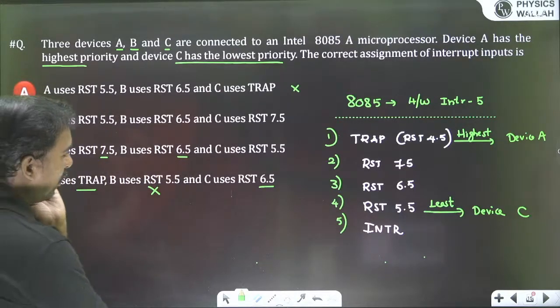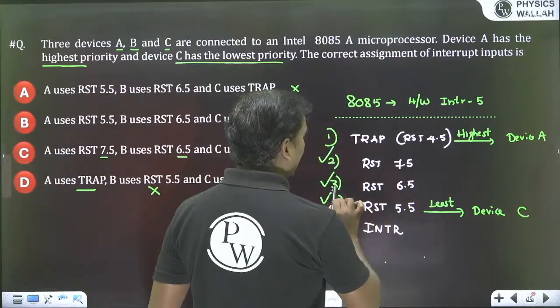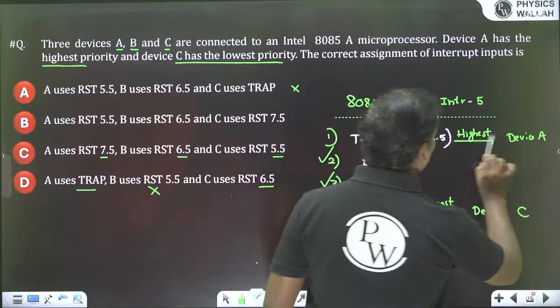C uses the 5.5. So these are next highest, next. So we can go for this. So this is not matching.